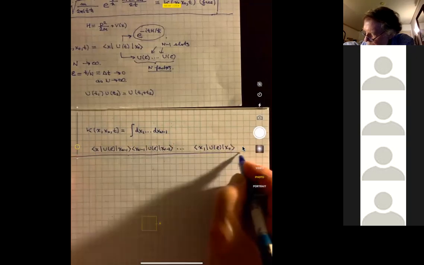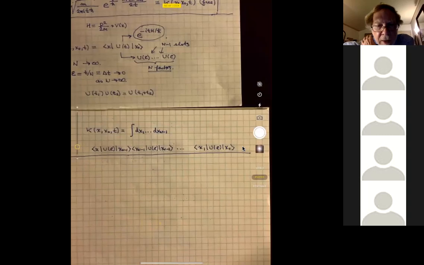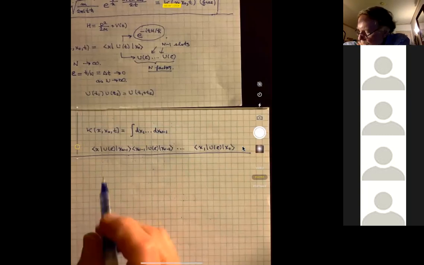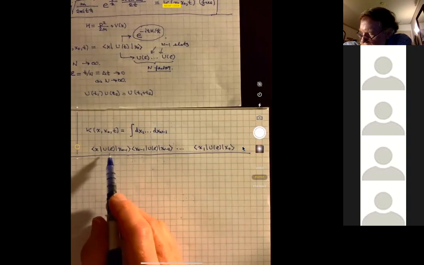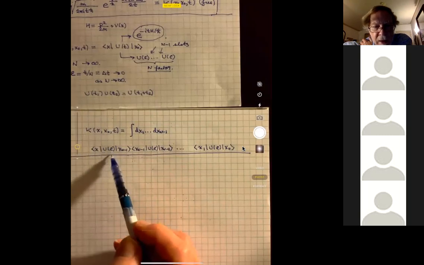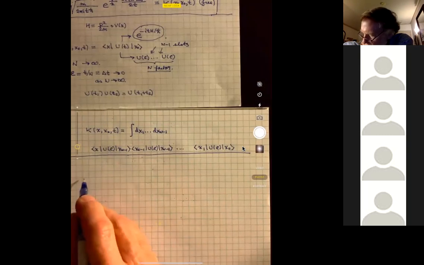All we're doing is just multiplying operators with resolutions of the identity to convert them into matrix elements. But now notice what we've got is we now have matrix elements of time evolution operators in which the elapsed time is small. And in fact, by letting n become large, we can make this elapsed time as small as we like. Let's look at this u of epsilon.